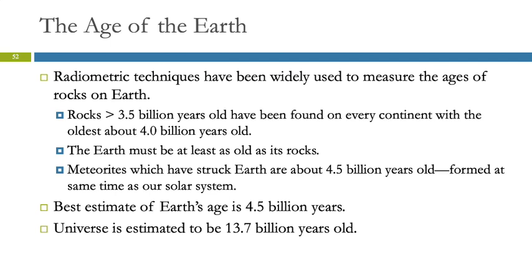There are meteorites that have struck Earth that are 4.5 billion years old. Those would have been formed at the same time as our solar system, and so the best estimate is 4.5 billion years. The universe is estimated to be 13.7 billion years old. These are estimates. Why, who said the universe is 13.7 billion years old? Well, that's beyond the scope of this class.